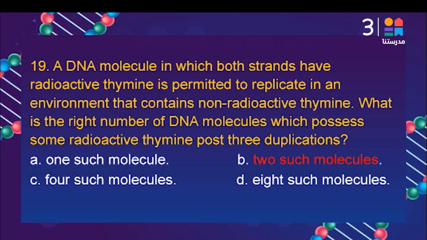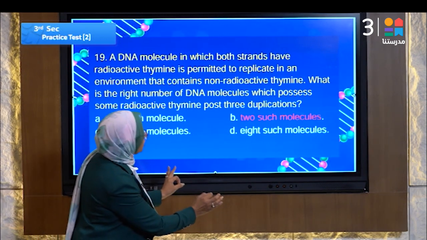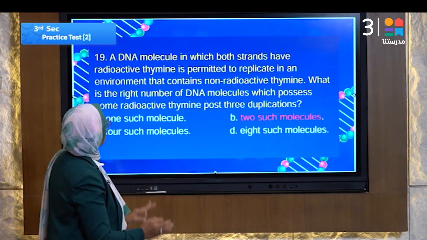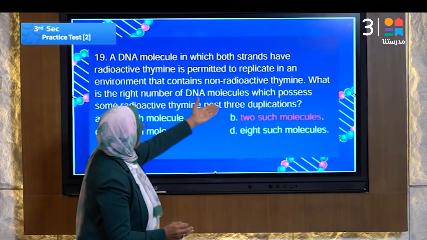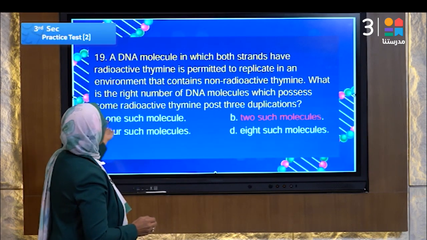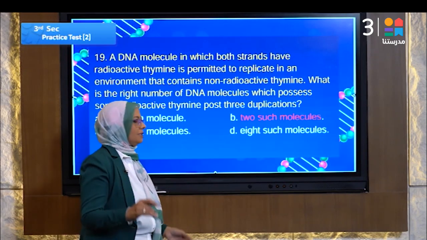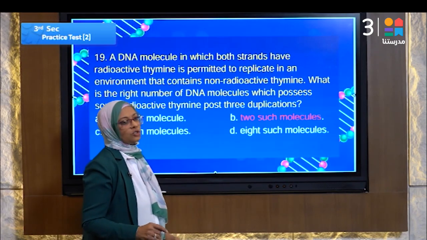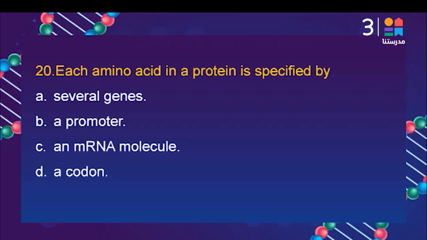So we need to read the question again to check that 2 such molecules is right. There are non-radioactive thymine. What is the right number of DNA molecules which possess some radioactive thymine after 3 duplications? Yes, there are 2 such molecules. That's right. Let's go to 20.